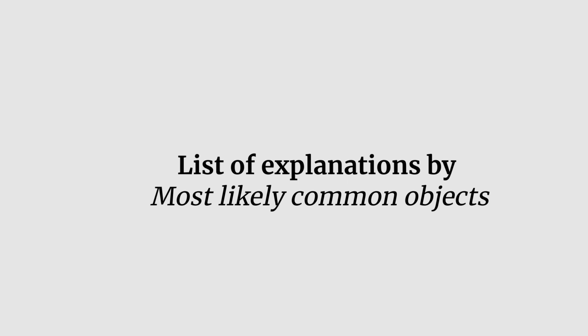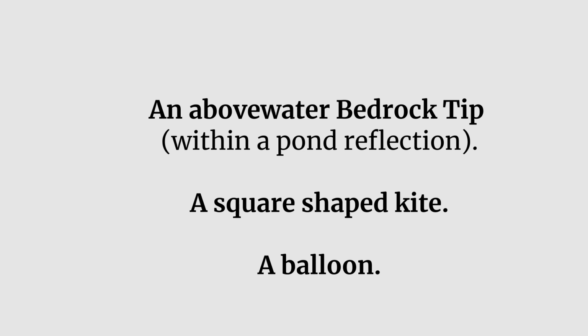List of explanations by most likely common objects. We now move into the debunker's arguments for what the object can be. And here is a listing of the most likely real-life objects that is put forth as explanations. 1. An above-water bedrock tip, within a shallow pond reflection. 2. A square-shaped kite. 3. A balloon.